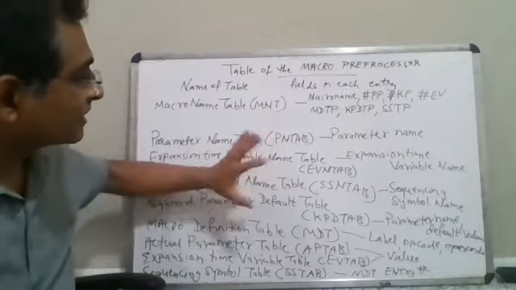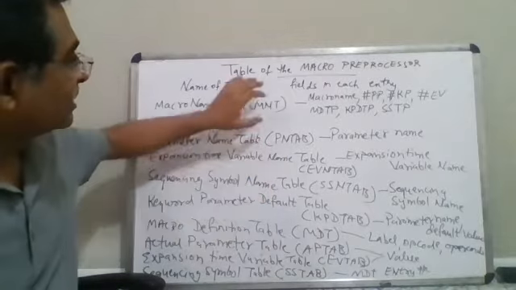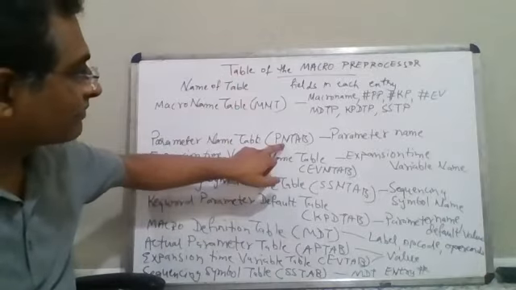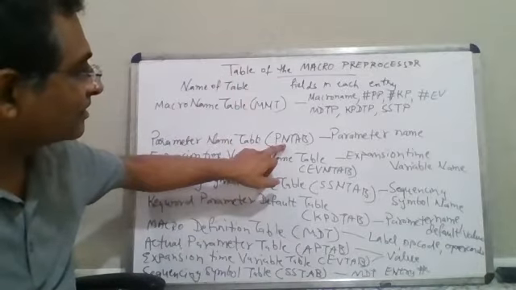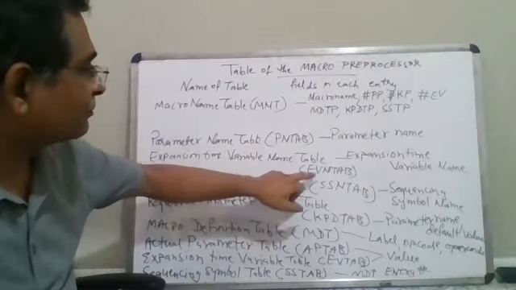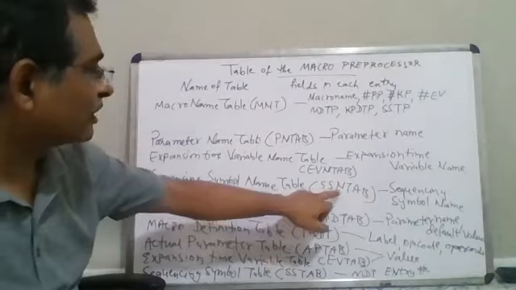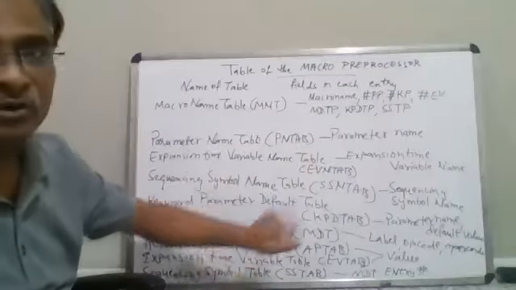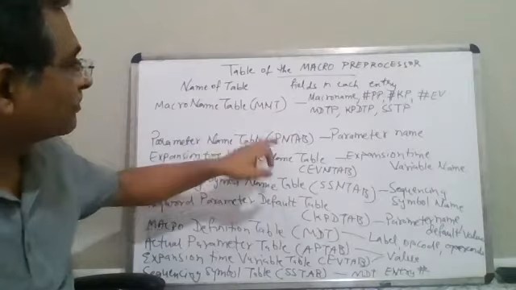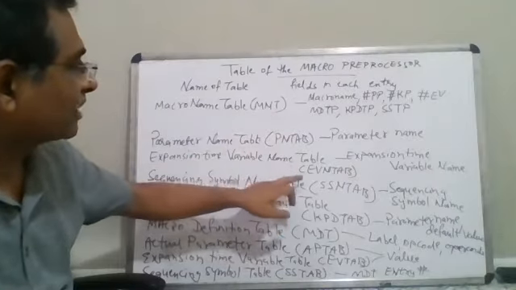Parameter name table. There are three tables inside this which are going to store the name related information. One is MNT table, macro name table. Then PN. Wherever this N is there, you can understand that it is name table, right? So parameter name table, then expansion variable name table, and sequencing symbol name table. So it is now becoming easy for you to understand it. So there are a couple of tables: macro name table, parameter name table, expansion name table, and sequencing symbol name table.